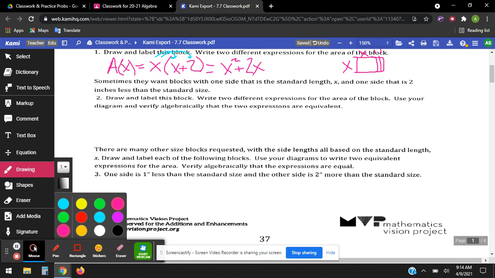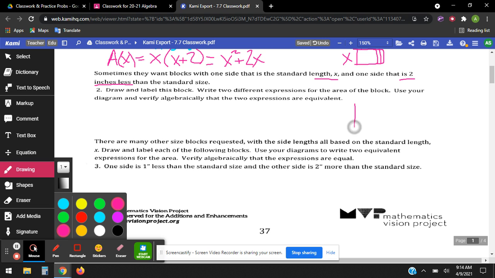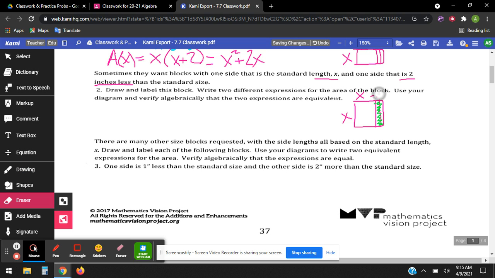So sometimes they want blocks with one side that is standard length and one side that is 2 inches less than the standard size. Okay, so let's draw and label this block. So this one would be x, and this side would be x, and we are going to actually take away 2. That's how we're going to show a minus 2 on there. We're taking them away. You know what? I'm going to take away that part because that looks like 11. That's not helpful.